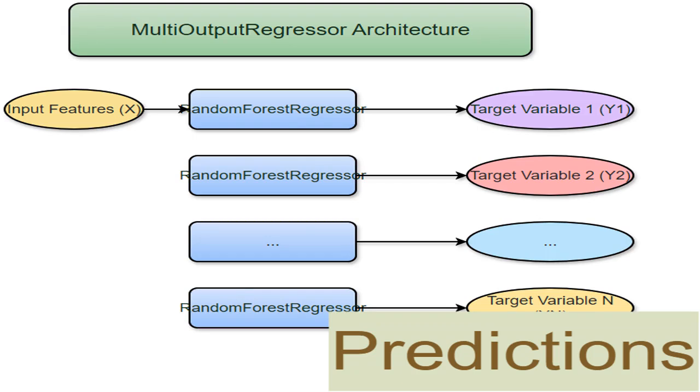These are the output values generated by the multiple random forest regressor models. Each random forest regressor produces a set of predictions corresponding to its designated target variable.